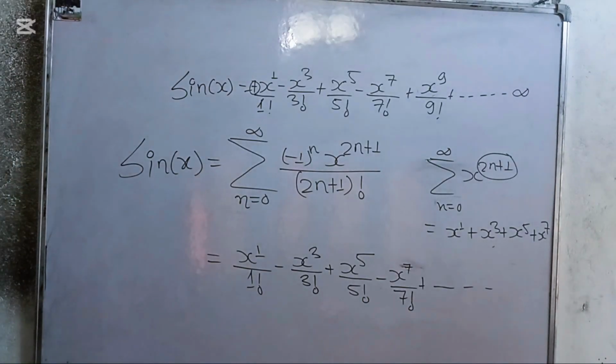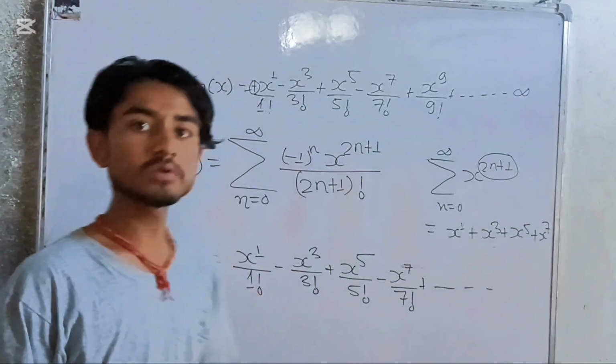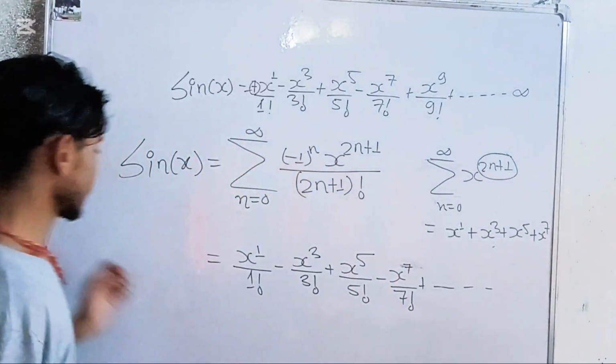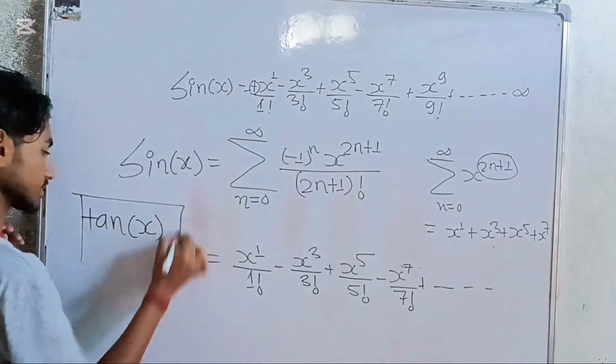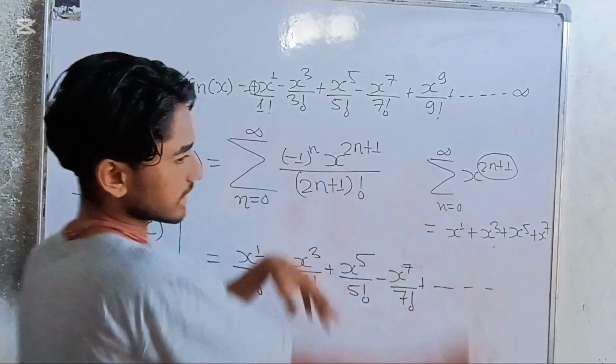So this works. So if you want to do another factorial form, you can do it for tangent of x. Just expand this and try to write it in factorial form.